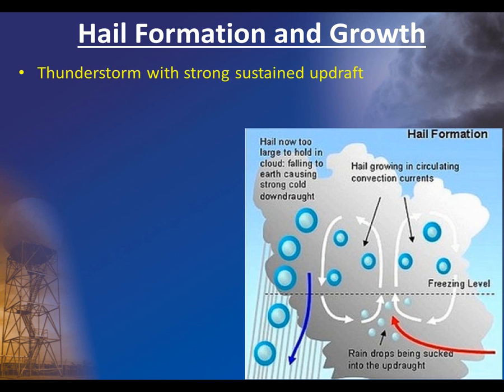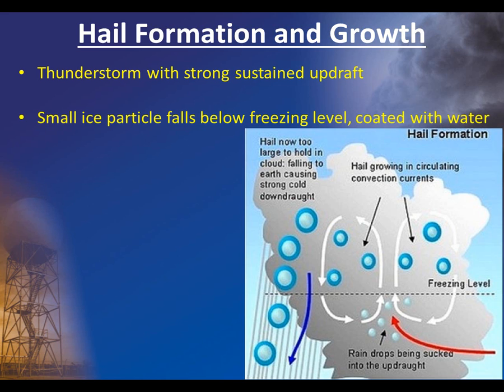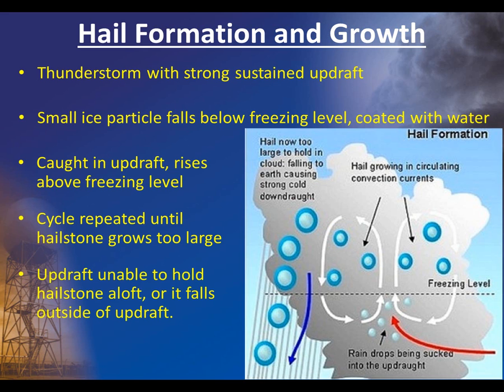First, you need a thunderstorm with a strong sustained updraft to push water droplets above the freezing level, depicted by the red arrow. The hailstone starts as a small ice particle in the cloud that falls below the freezing level and becomes coated with water. Then it gets caught in the updraft, which brings it above the freezing level, where the liquid water coating the ice particle freezes to become part of it.